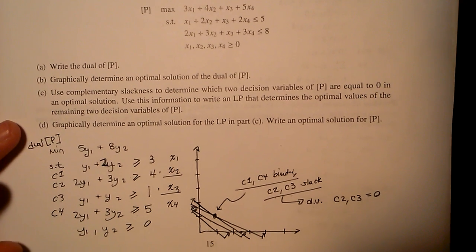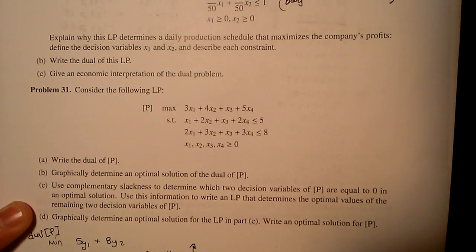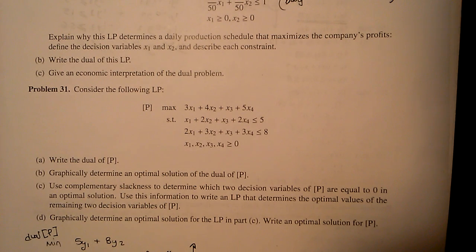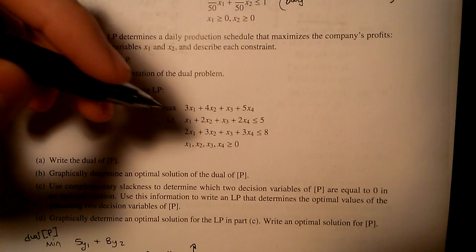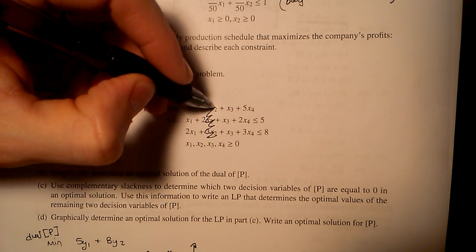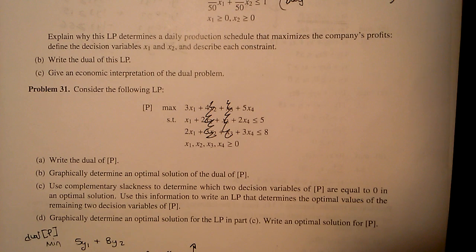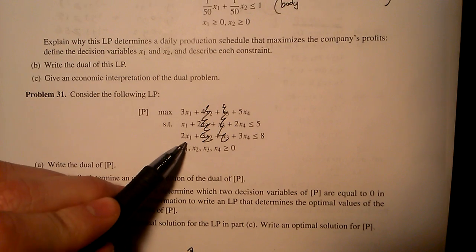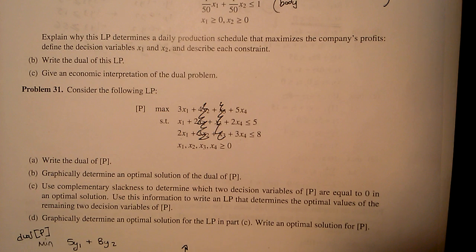So part D asks to graphically determine the optimal solution for the LP that uses that complementary slackness information. Essentially what you can do is say x2 and x3 are 0. I'm going to come back to my primal and just pretend they're not there. I know they're going to be 0 at the optimal solution, so now I've got a much simpler LP to solve, and in fact now it's just got 2 variables, x1 and x4. You could do the graphical solution and solve that, and that's what part D asks you to do.